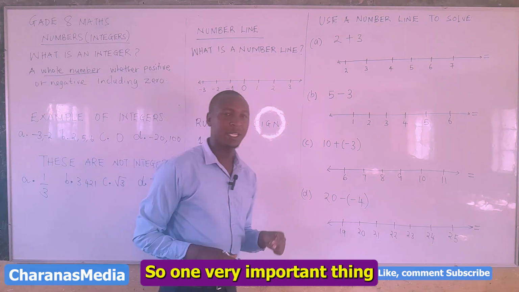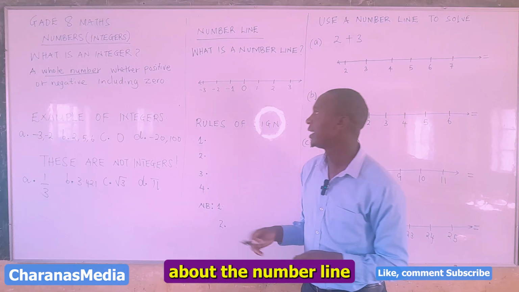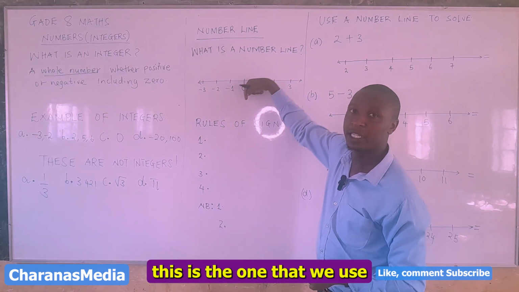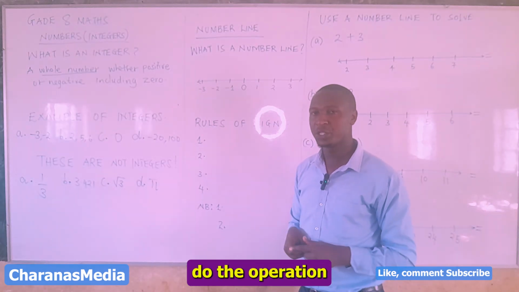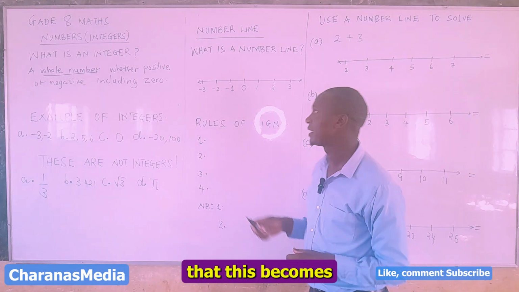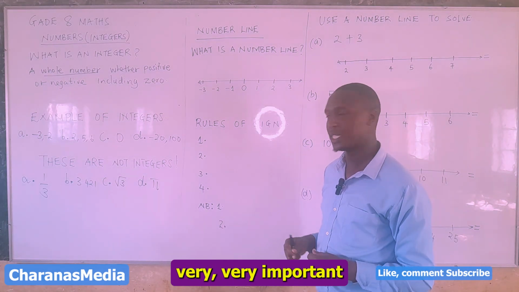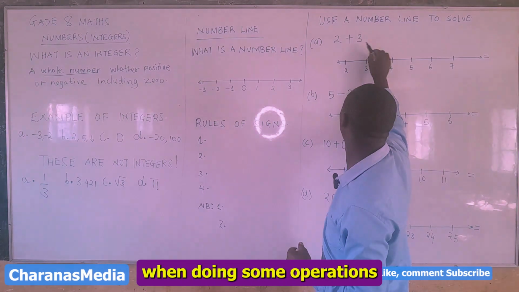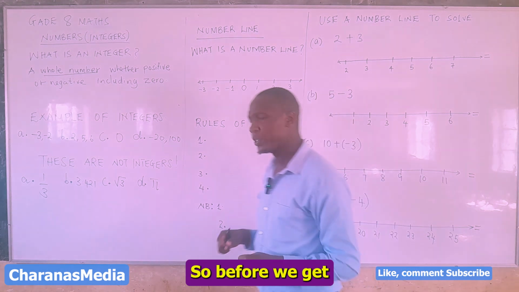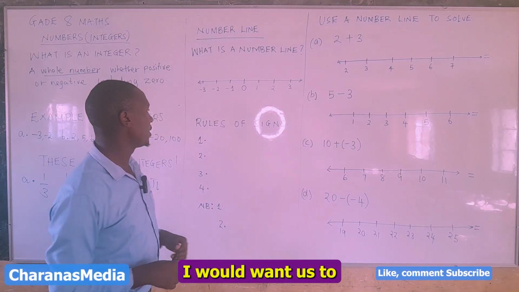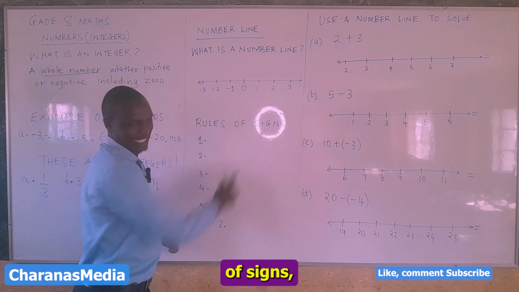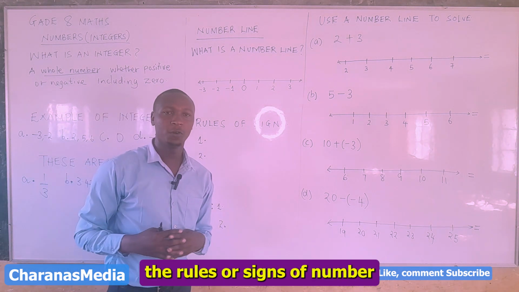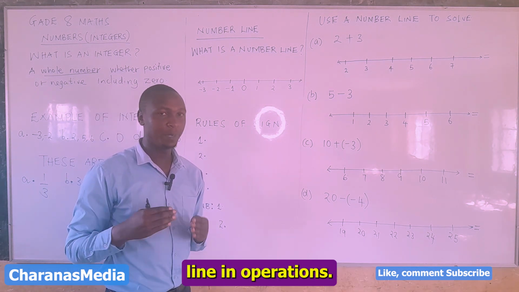So one very important thing that you also need to know about a number line is that this is the one that we use to do operations. The next part, we're going to do the operation on number lines, and we're going to notice that this becomes very, very important when we're doing some operations on number line. So before we get to the operation on number line, I would want us to first of all talk about the rules of signs, the rules of signs of number line in operations.